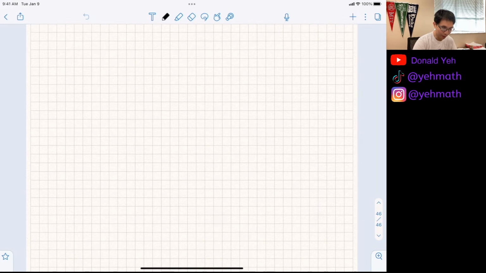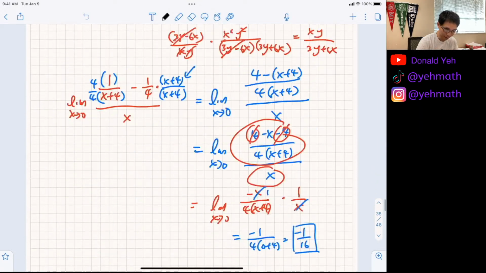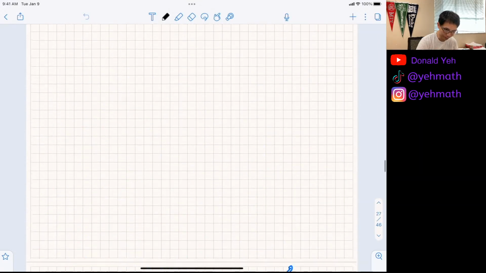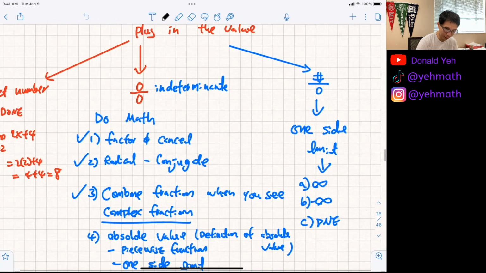Okay, so let's talk about what infinite limits are. An infinite limit is what happens when x approaches something and the result is going to be infinite. Let's go back and look at the first part here. This first part here, we can talk about that.